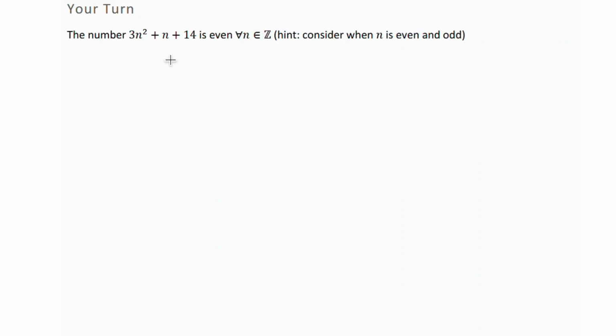We're given a hint here. The hint is to consider the case when n is even and n is odd. So those are going to be the two cases we're going to consider. So we're going to start by splitting that up. So the value of n is either even or odd. That covers all possible options for an integer.